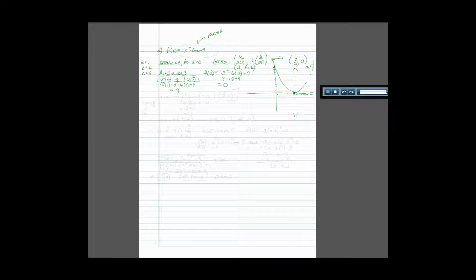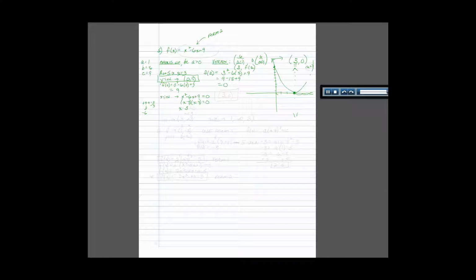We found the y-intercept. The x-intercept is when we let y be 0. So we set the equation x squared minus 6x plus 9 equal to 0. Let's see if it's factorable. Are there factors of positive 9 that add up to negative 6? Sure, negative 3 and negative 3. So (x minus 3)(x minus 3) equals 0.